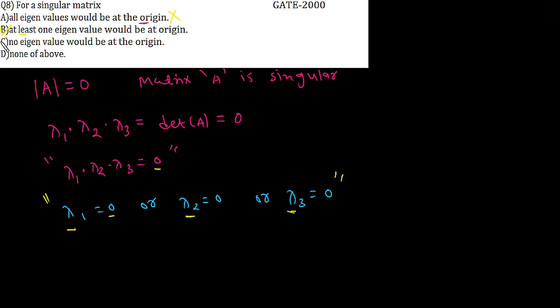Now option C says no eigenvalue would be at the origin. If this is the case, then the matrix would not be singular, so option C is not right. Option D is also not correct. So only option B is the correct condition for the eigenvalues of any singular matrix.